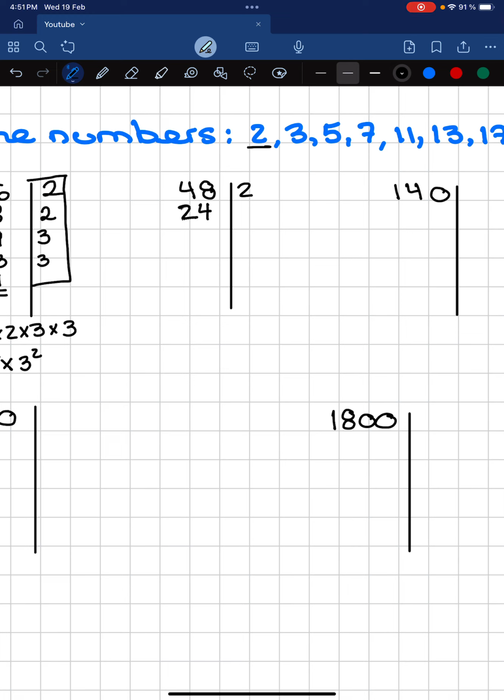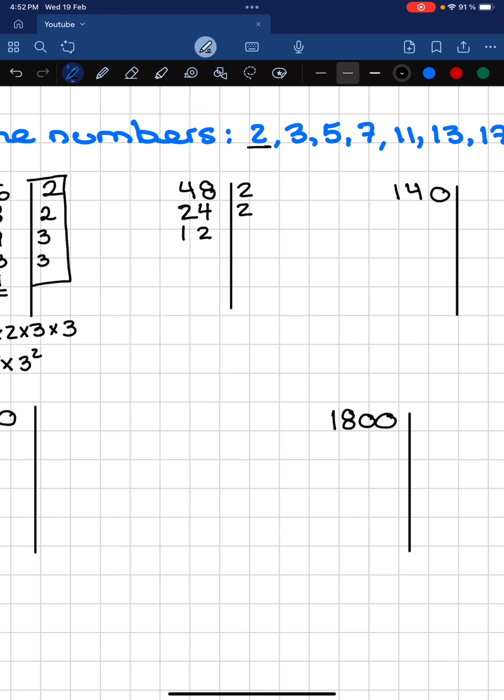Now, 24. Can we divide 24 into 2? Yes. So I put 2 here. 2 in 24. Let's do my trick. How many times 2 fit in 2? 2 fit in 2, 1 time. Nothing left. So I don't need to carry on anything. And 2 fit in 4, 2 times. So 24 divided 2 is 12.